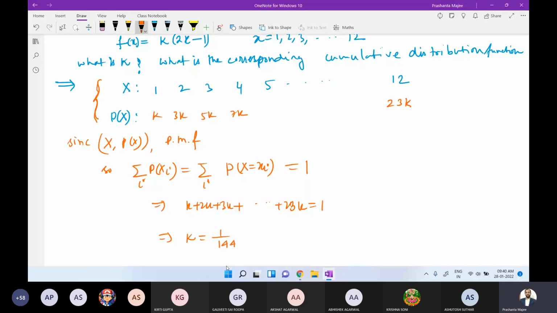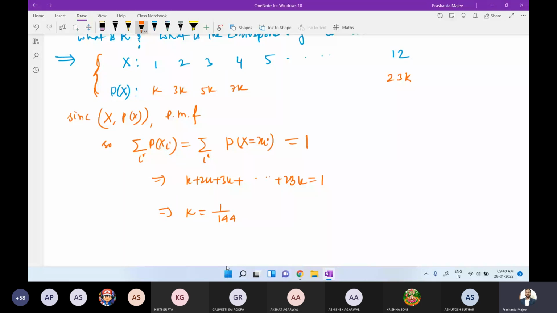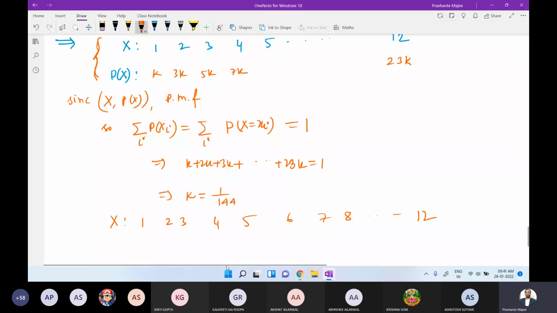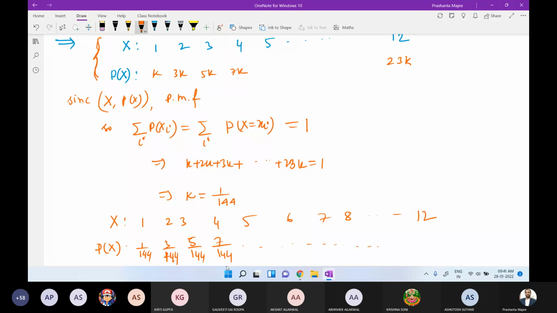So this is the value of k. Once you know the value of k, the probability mass function is completely known to you. x is 1, 2, 3, 4, 5, 6, 7, 8 up to 12. And what will be the corresponding probability? 1 by 144, 3 by 144, then 5 by 144, then 7 by 144, and so on up to 23 by 144. So this is the probability mass function of the random variable.